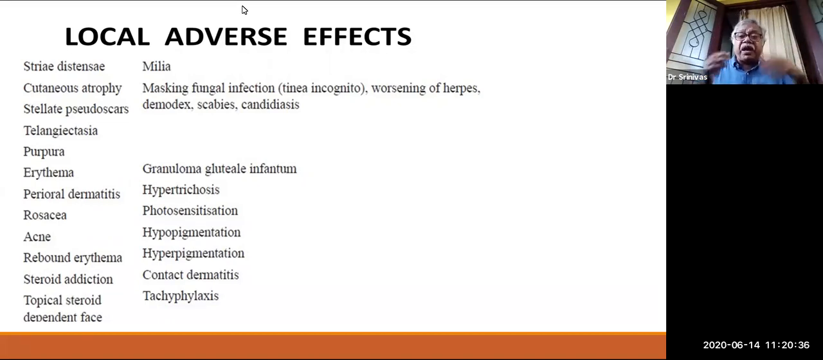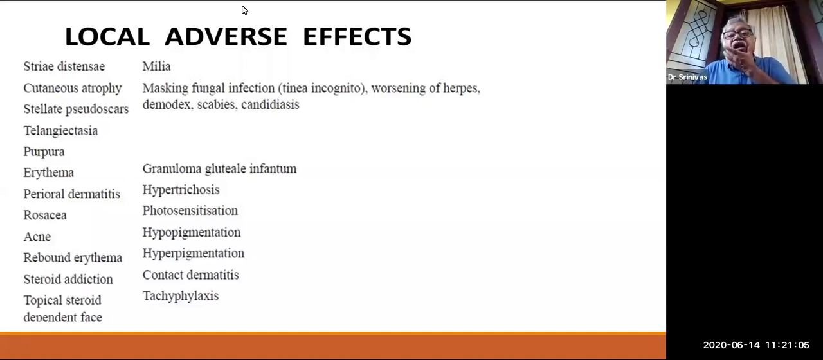And if we go on applying over a period of time, the vessels give way, and there is purpura, there is bleeding into the skin. And as I told you, when we apply topical steroid, there is blanching over there, and when you withdraw the topical steroids, then there is vasodilatation over there, and this vasodilatation also can give rise to erythema. So on stopping, there can be erythema. On prolonged use, because of the permanent vasodilatation, there can be erythema.